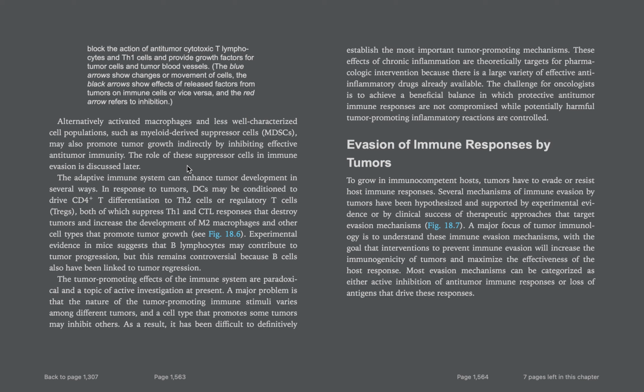Experimental evidence in mice suggests that B lymphocytes may contribute to tumor progression, but this remains controversial because B cells also have been linked to tumor regression. The tumor-promoting effects of the immune system are paradoxical and a topic of active investigation at present. A major problem is that the nature of the major tumor-promoting immune stimulus varies among different tumors, and cell types that promote some tumors may inhibit others. As a result, it has been difficult to definitively establish the most important tumor-promoting mechanism.